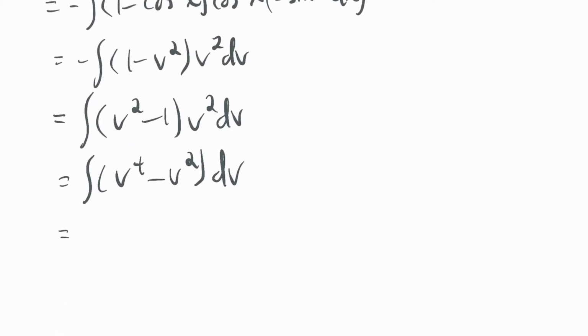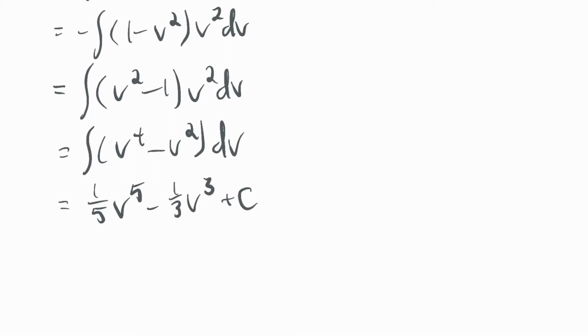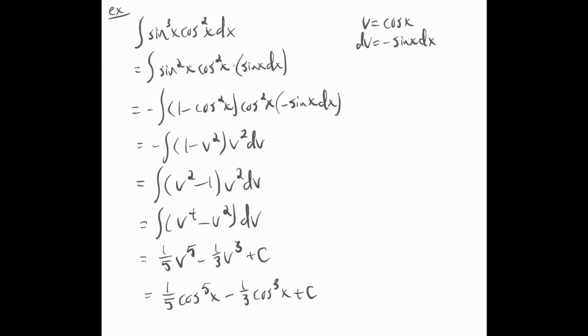So this is going to be 1/5 v to the fifth minus 1/3 v cubed plus c, and then we can put cosine back in. So 1/5 cosine fifth power x minus 1/3 cosine cubed x plus c. And I'll reiterate, there's probably more than one way to do this, but I think this is probably the easiest way.